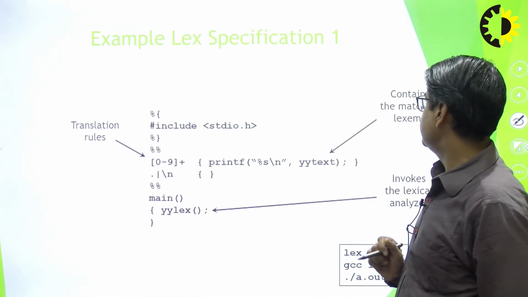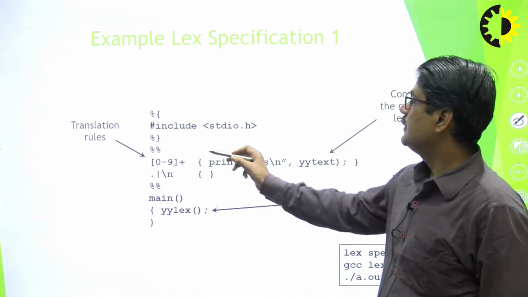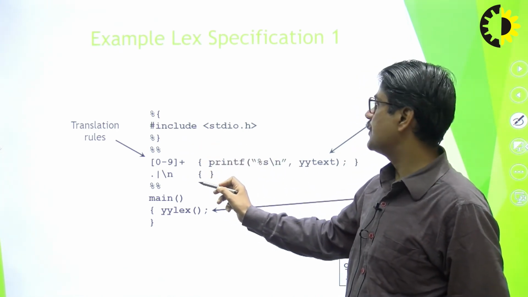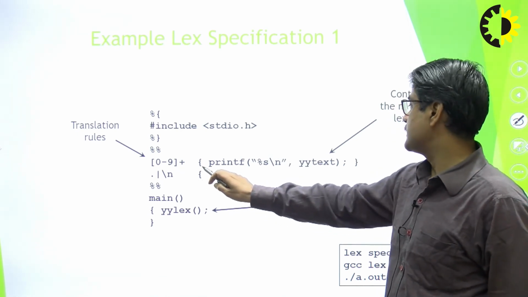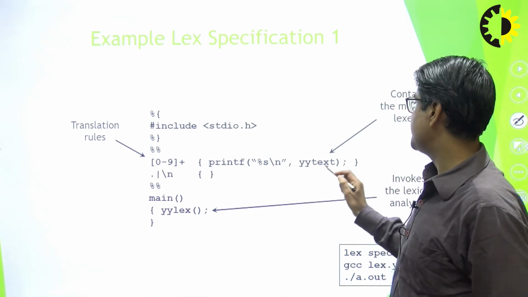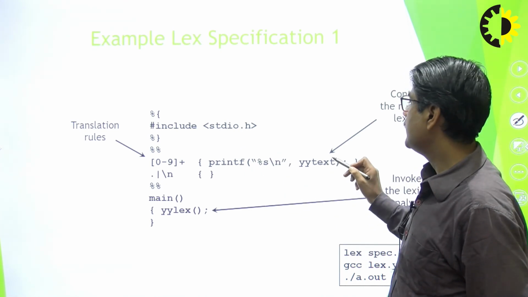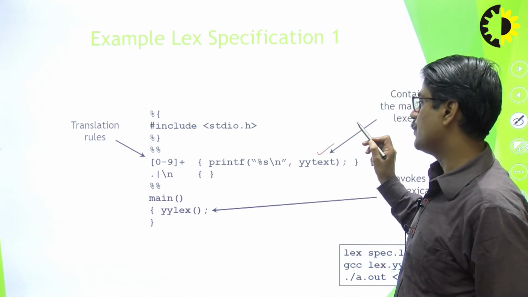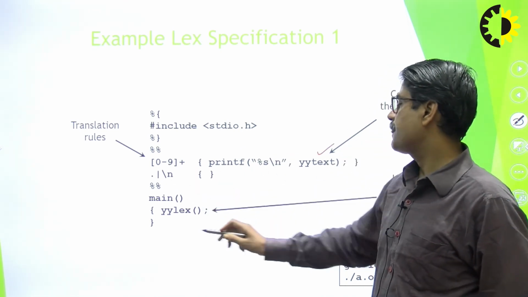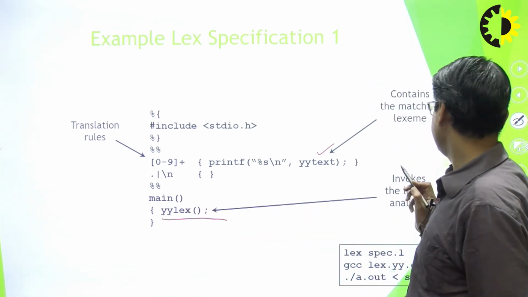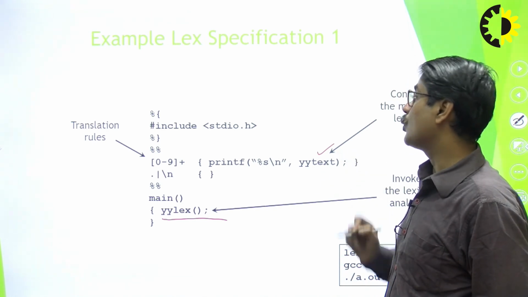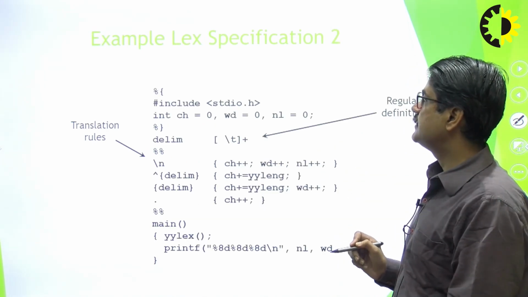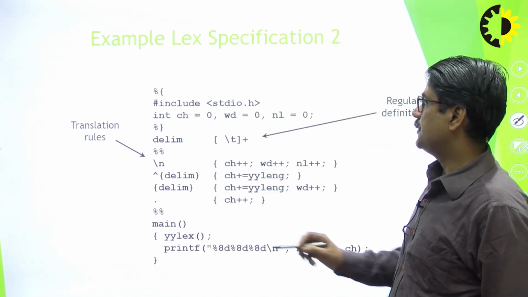If you write this, you will find that these are basically your translation rules. 0 to 9 plus, then yytext. Basically, when 0 to 9 plus is found, yytext is invoked. On the next line, yylex will generate the particular token from the regular expression. So this is the second example.